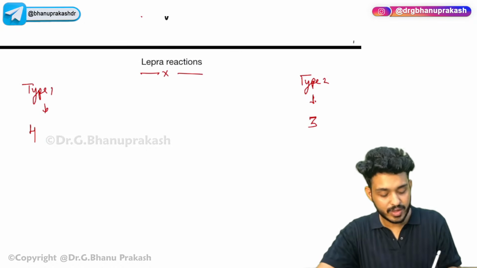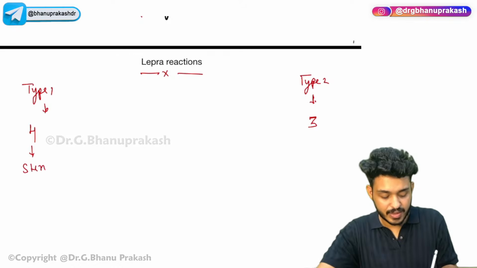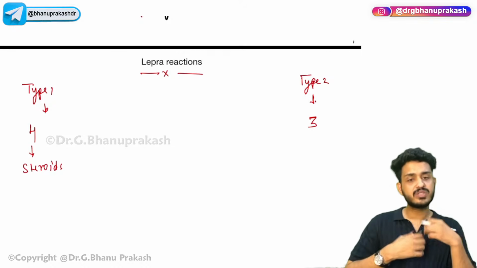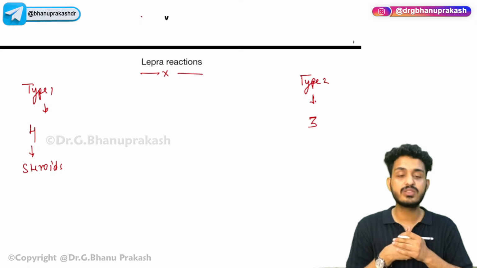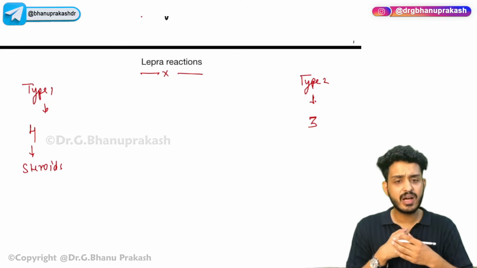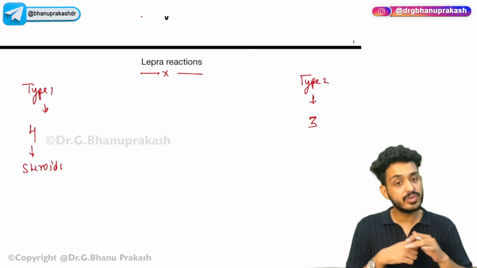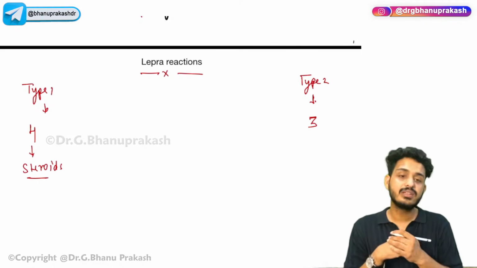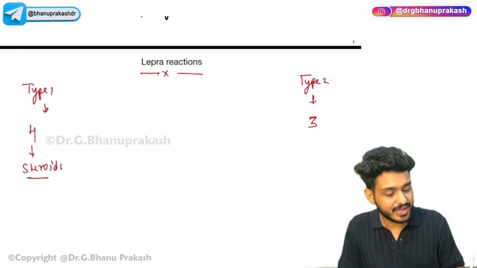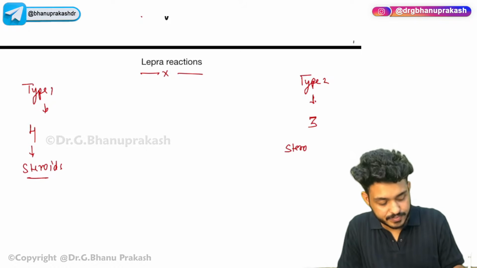Okay. So for type 1 lepra reaction, the drug of choice will be steroids. You know what happens when the patient is taking these leprosy drugs? He will be having erythema. He will be having nodules generation on the body. Painful nodules will be there. So to subside all these things, we need to continue the treatment. Along with that, we are adding steroids. Okay. In type 2 lepra reaction, we are adding steroids.